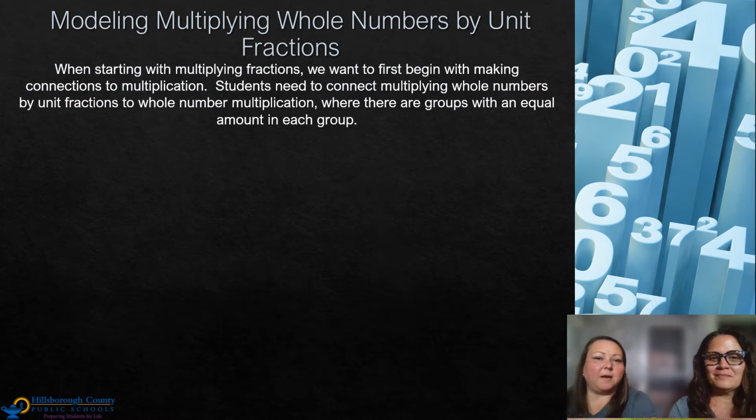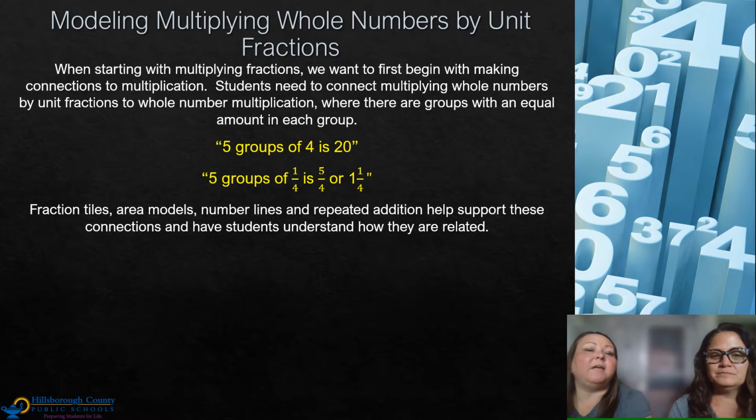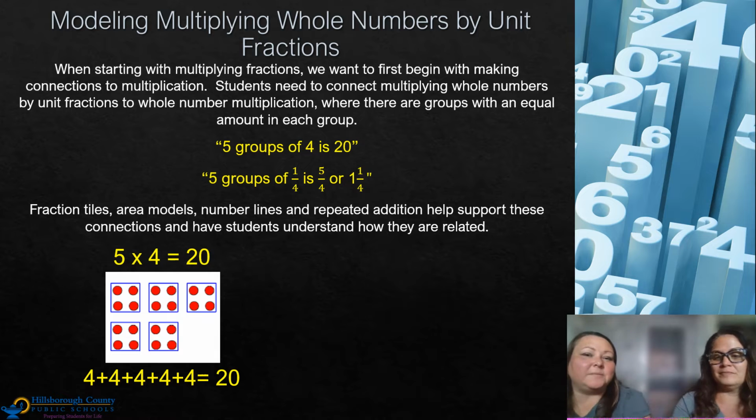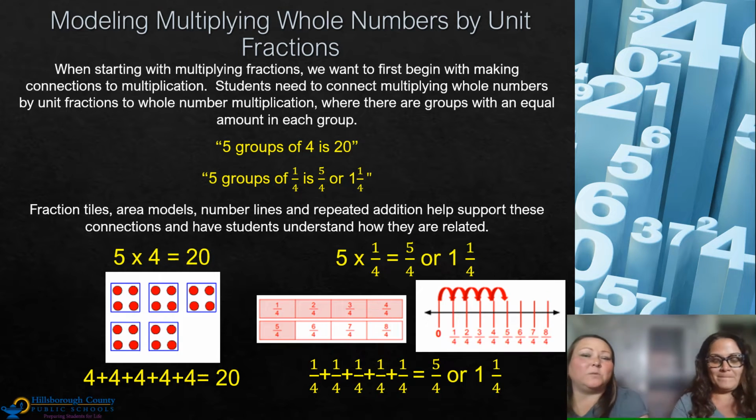We want to start by modeling multiplying whole numbers by unit fractions. And when we do this, we really want to focus on making connections back to whole number multiplication. If I know 5 groups of 4 is 20, I can use that to help me figure out 5 groups of 1/4 is 5/4 or 1 1/4, and I can model them similarly. I think saying it that way is easier to visualize for myself and even for my students. Yep, we shouldn't say times, we should say of, right? Groups of, yep. And then once again, connecting those models.